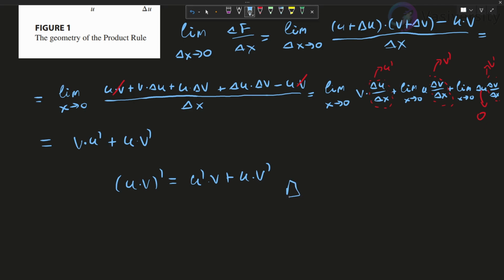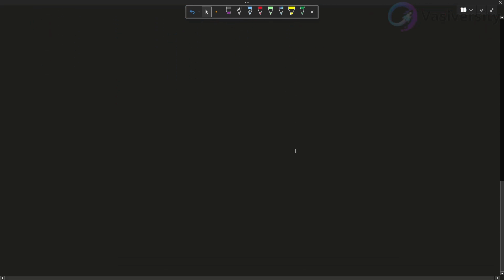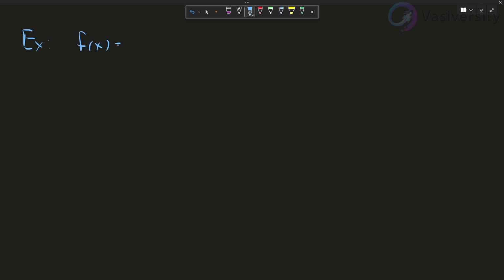Right, perfect. So this is the product rule. Let's go ahead and take a look at an example. If we have f of x equal to x times e to the x, right?